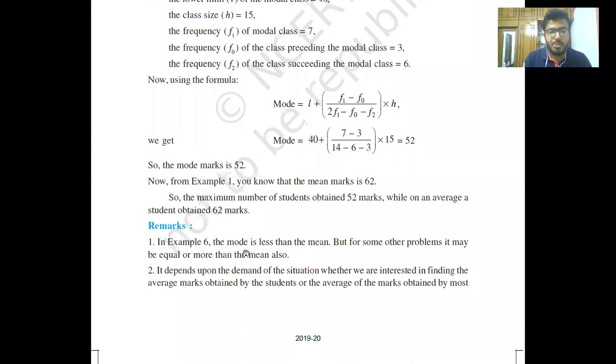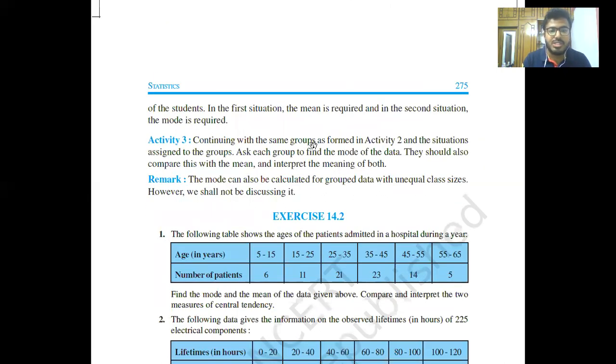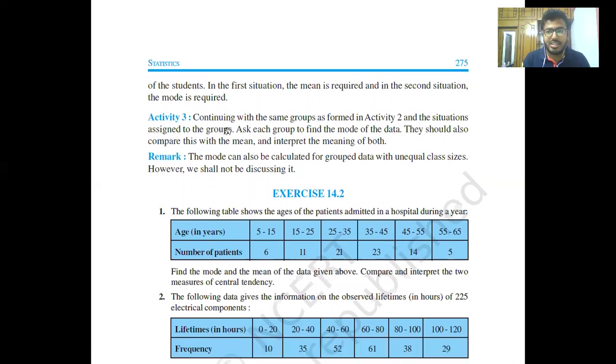In example 6, the mode is less than the mean, but for some other problems it may be equal or more than the mean also. So it can be more, less, or equal. It depends upon the demand of the situation. Understand the word demand: if Samsung and OnePlus are in higher demand, then shops will stock more of them. In the same way, whether we are interested in finding the average marks obtained by the students or the average of the marks obtained by most of the students, in the first situation the mean is required, and in the second situation the mode is required. Is that clear?